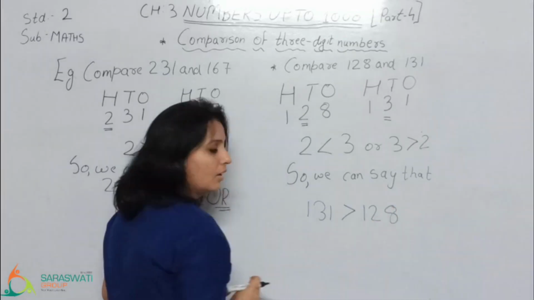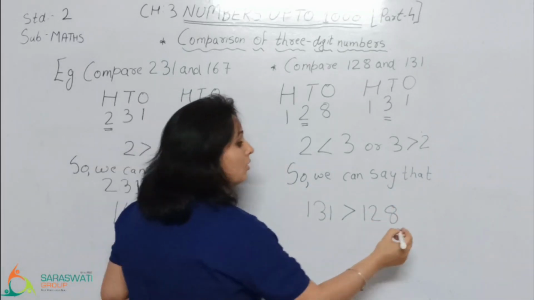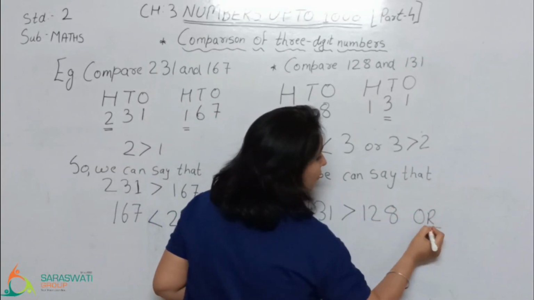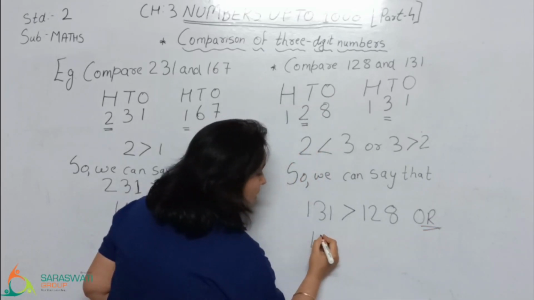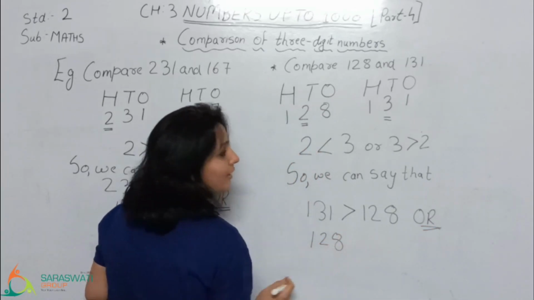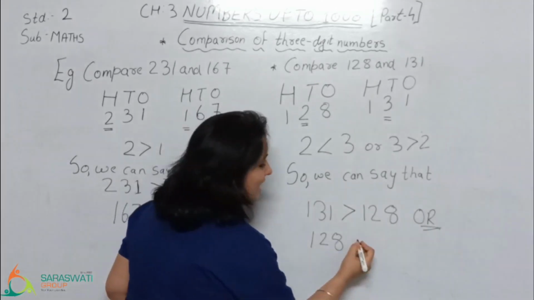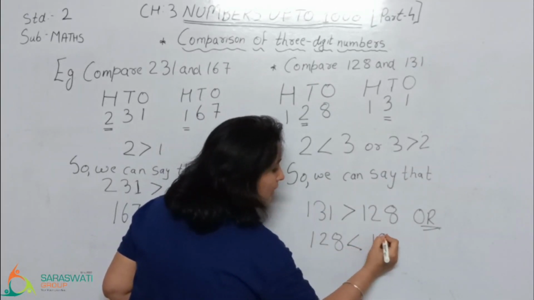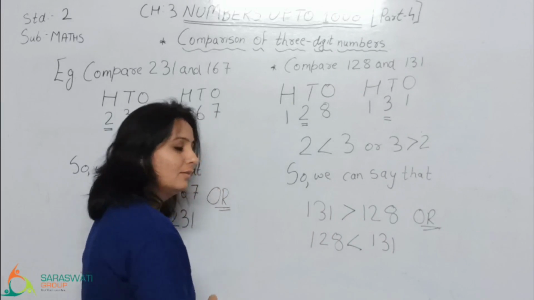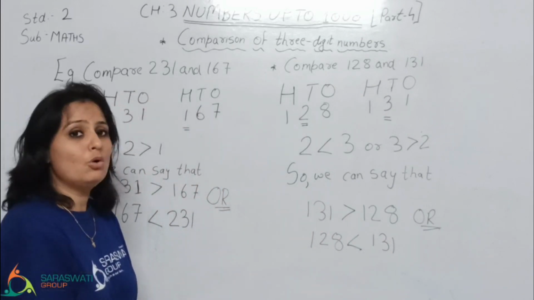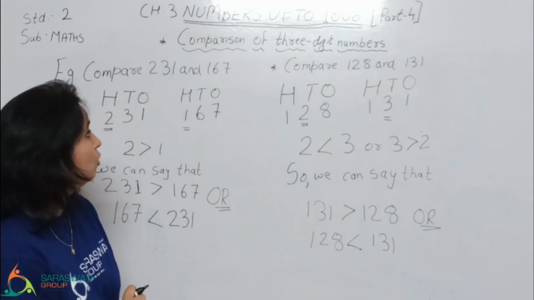128, राइट? और ऑप्शन और क्या है? और we can say 128 is less than 131, राइट चिल्ड्रन? सो आपको डिफरेंस समझ में आया दोनों में क्या है?